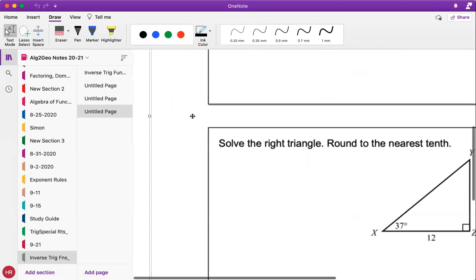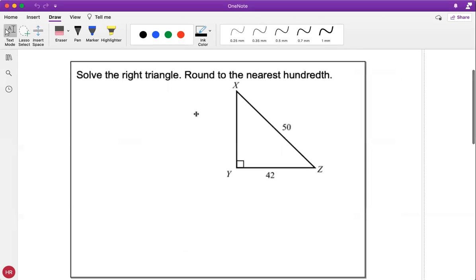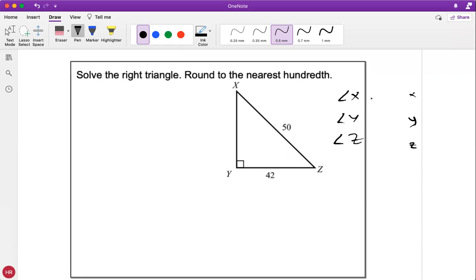Let's see a couple more examples here. So this one is another solving. These next two are both solving, but this time these aren't the same kind of ratios. Like this is not a special right triangle, so I have to just figure out what the sides and angles are. Angle X, angle Y, and angle Z. I need side X, side Y, and side Z.